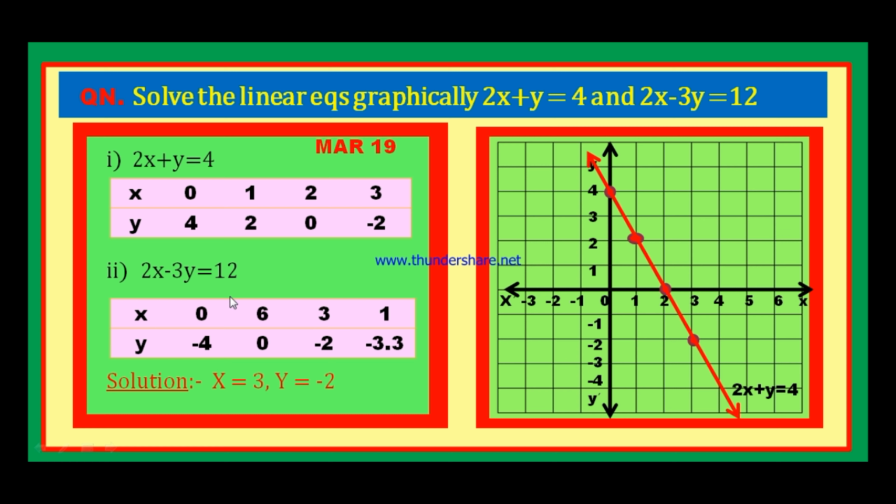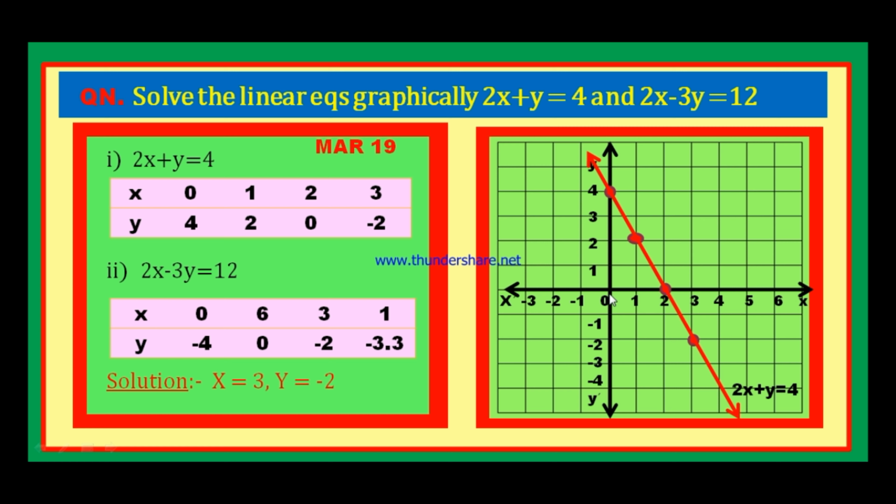Then take x is equal to 1. 2 into 1 is 2. Minus 3y is equal to 12 minus 2, which is 10. And y is equal to 10 by minus 3, which is minus 3.3. Therefore, the points on this second straight line are (0, minus 4), (6, 0), (3, minus 2) and (1, minus 3.3). Now let us try to represent them on the graph sheet.